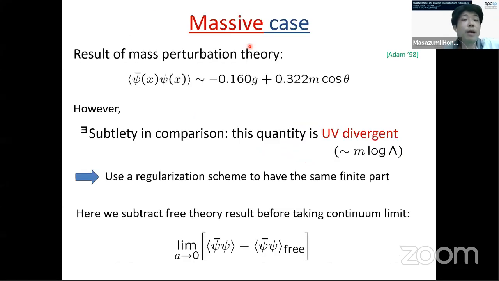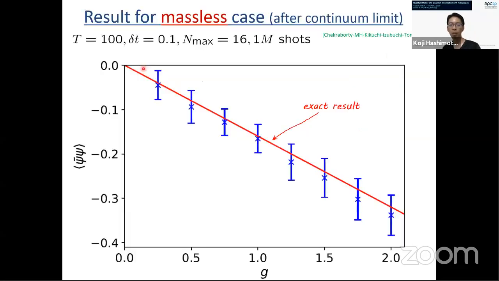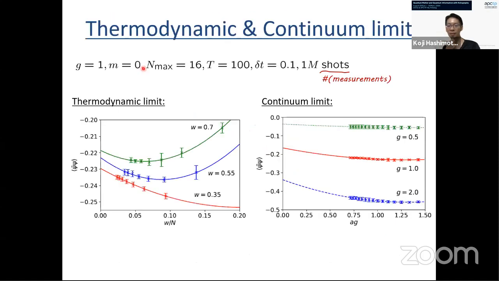So now I'm going to the massive case. Do you have a question on the massless case? May I have one question? Yes. Why could you get this result with only 16 qubits? I thought that delta t is very small, so you need to multiply many gates, but why is 16 enough?